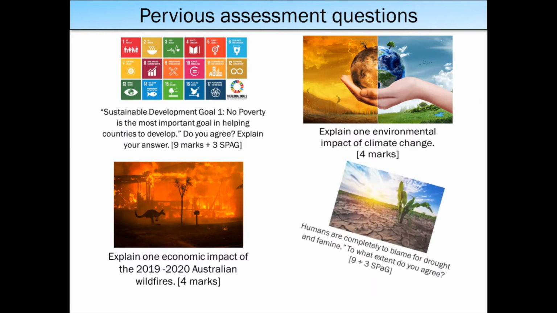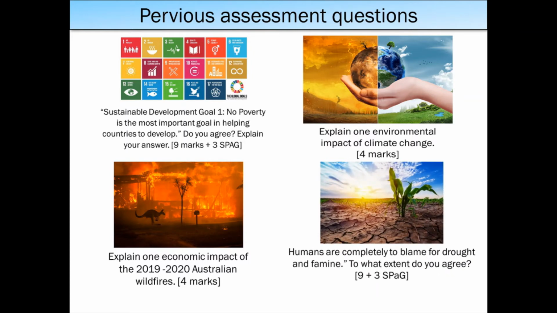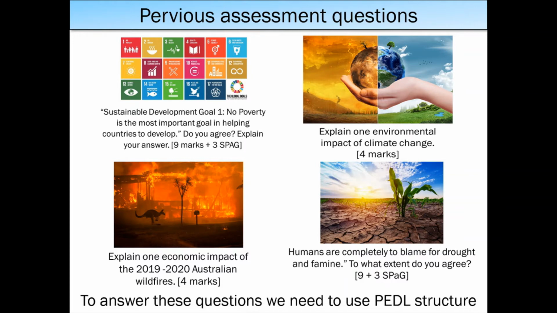And then finally, we looked at humans are completely to blame for drought and famine. To what extent do you agree? Now, again, that's a 9-mark question with spelling and grammar. So we need to look at how we answer these questions. So for all these questions, we need to use PEDL structure to answer to get the highest grade possible.